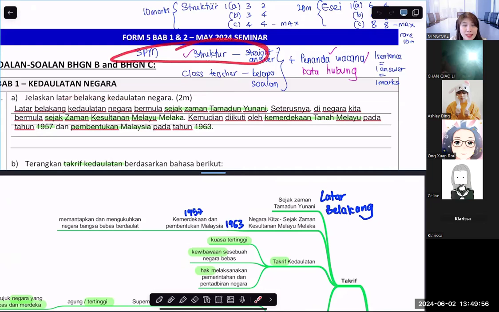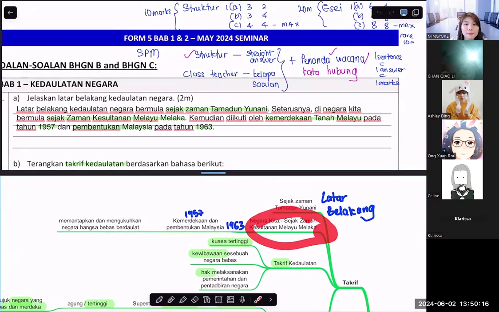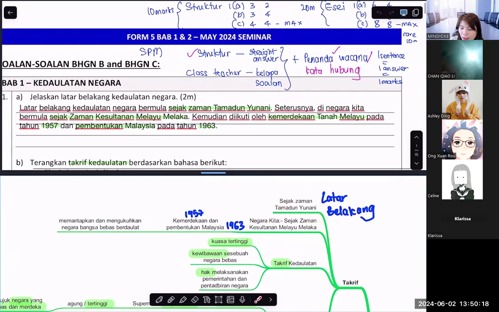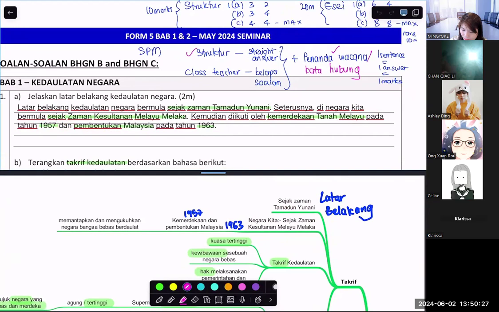But in SPM standard, you can straight answer one. As in you can bermula sejak zaman tamadun Yunani. Then you plus penanda wacana or kata hubung. As in, seterusnya di negara kita bermula sejak zaman Kesultanan Melayu Melaka. Kemudian diikuti oleh kemerdekaan Tanah Melayu pada 1957 dan pembentukan Malaysia. So you can see, I put penanda wacana. Seterusnya is penanda wacana. Kemudian is penanda wacana. Then I also put kata hubung.